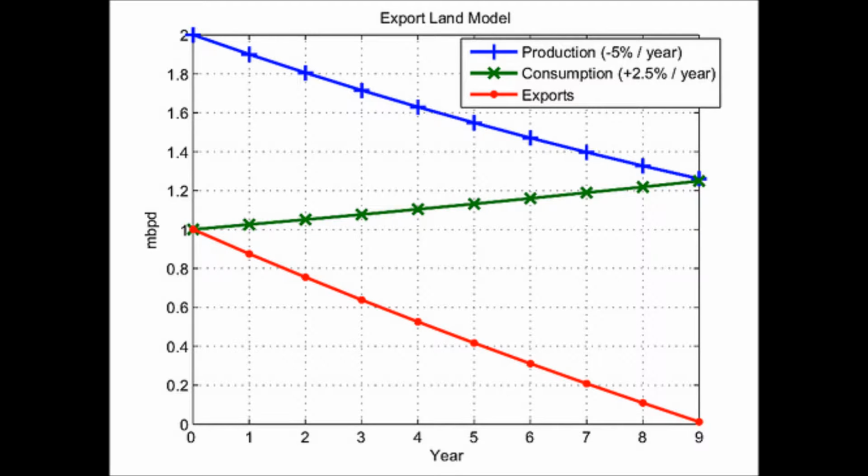So the export land model is basically stating the obvious. It's saying you produce less, you consume more, and then you export less. This isn't a problem when it happens to one or two countries, but the problem now is that it's happened to so many countries while consumption increases that we are going to hit that point of peak oil globally. We've already hit it nationally in dozens of oil-producing countries.